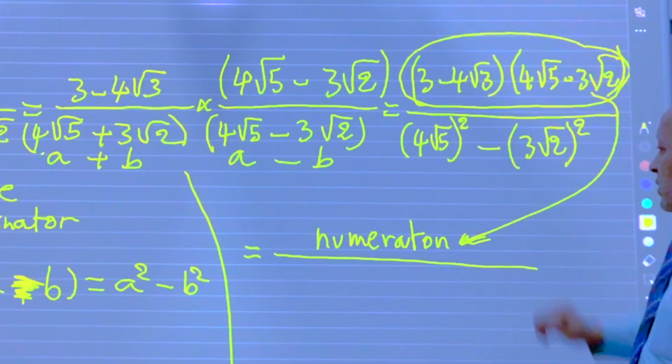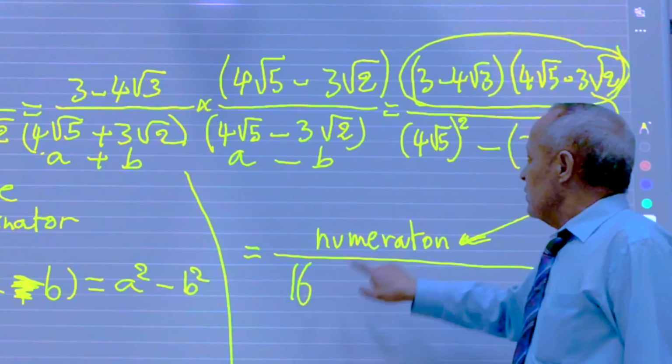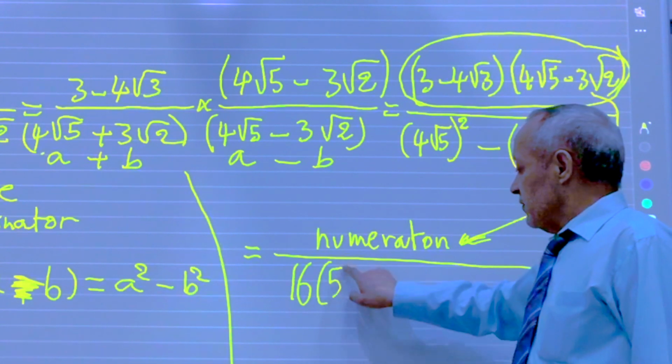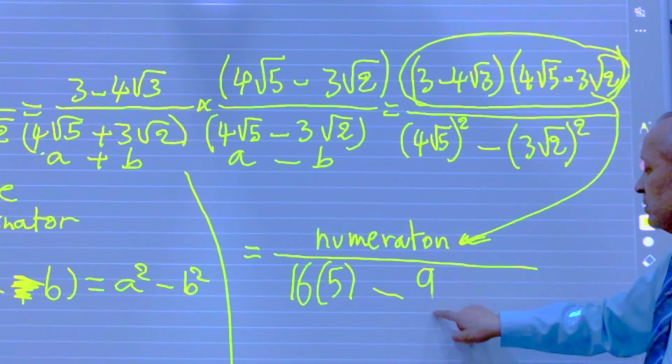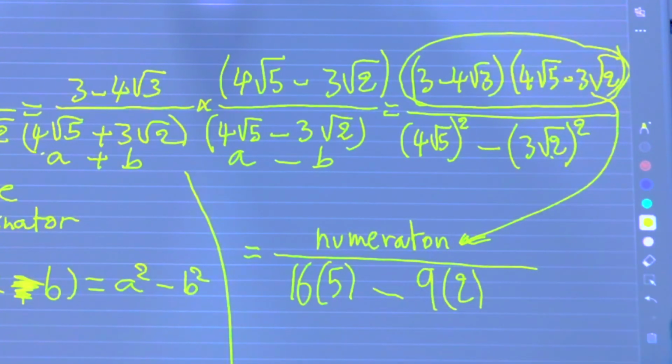Okay. Denominator, we need to do calculation. 4 squared is what? 16. Square root of 5 squared? 5. 16 times 5. Minus 3 squared? It's 9. Square root of 2 squared? 2. Yalla, do this in your calculator.